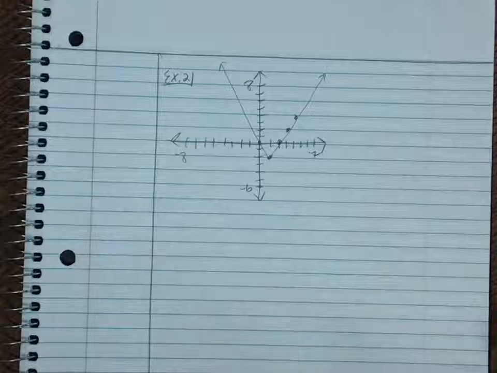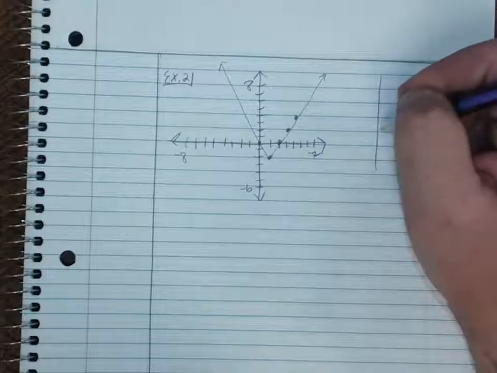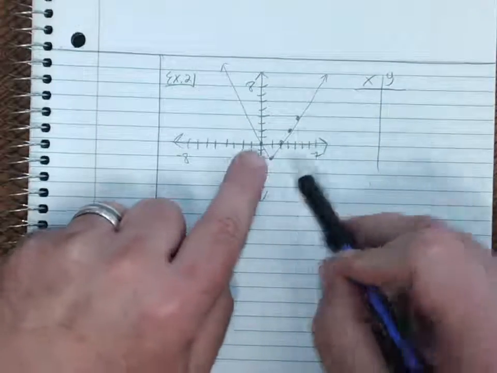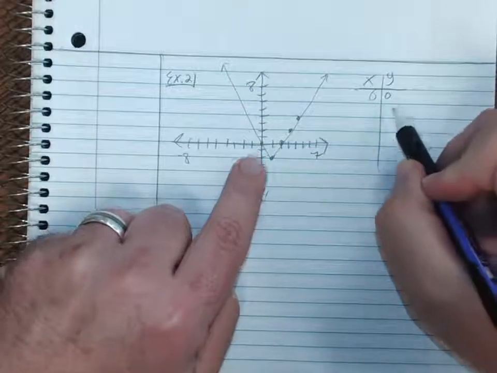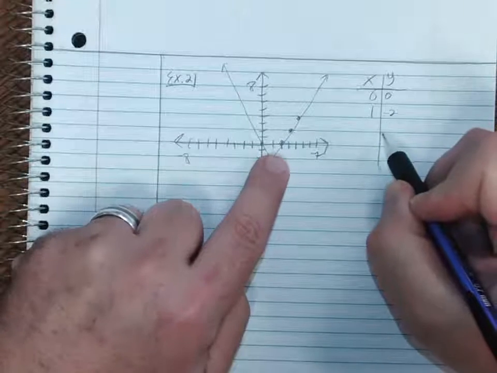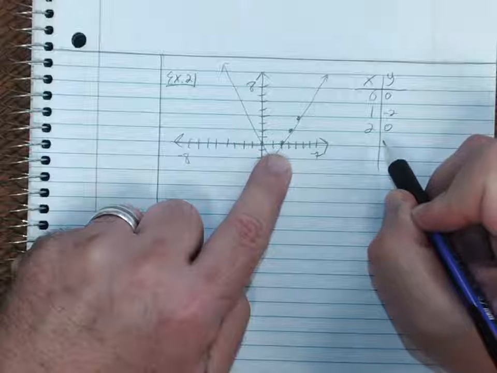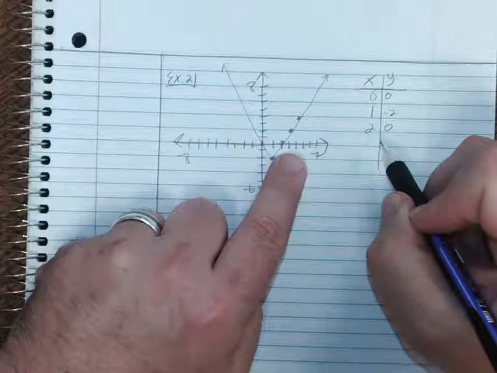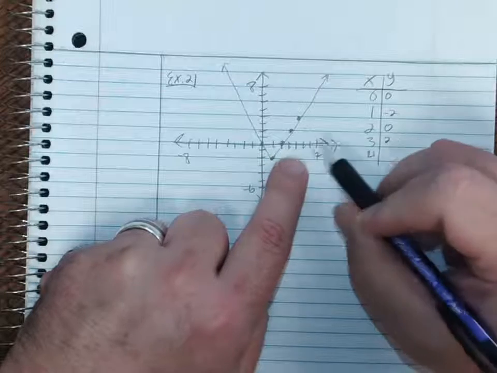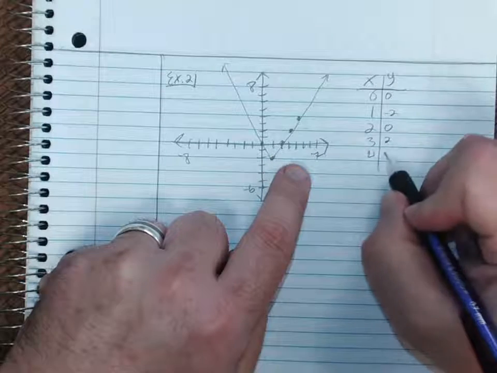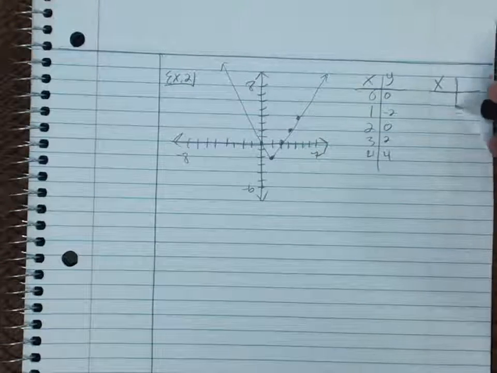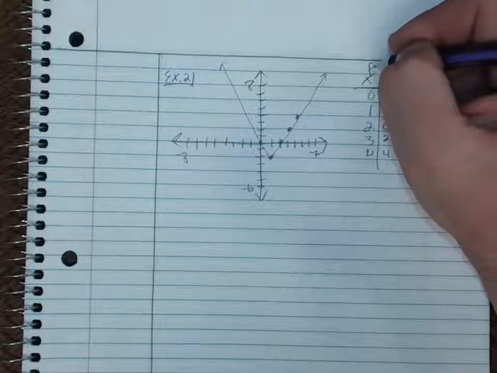All right. So here's what we're going to do. We're going to make our x-y chart, and I'm going to put these ordered pairs on there. So I've got, what is that? 0, 0, and then 1, negative 2. Then we've got 2, 0, 3, 2, and 4, 4. Nice. Then the next step, so this is f of x.